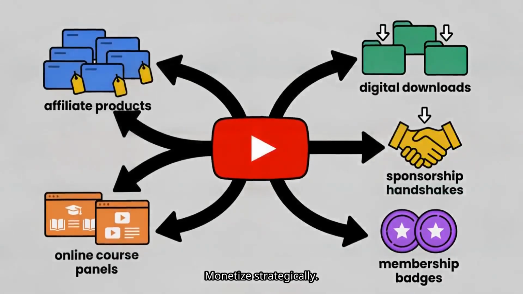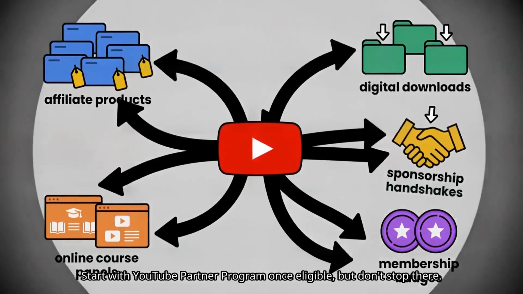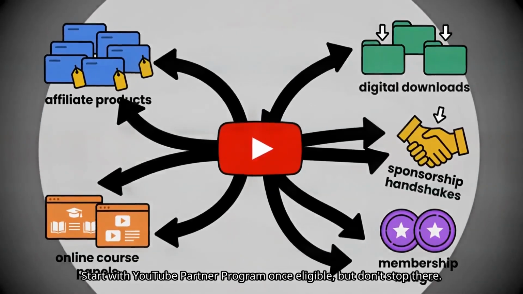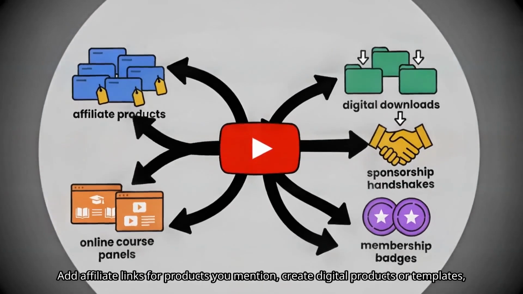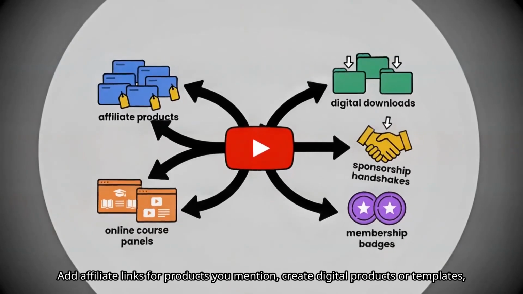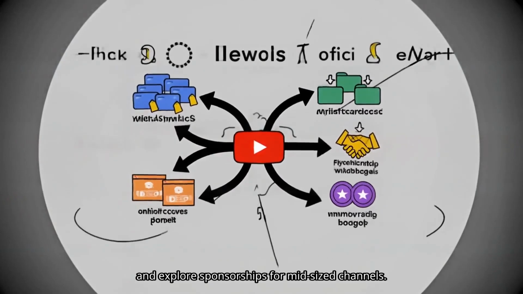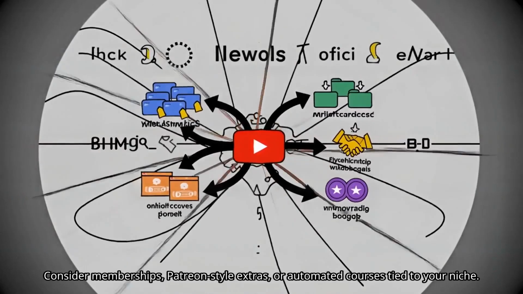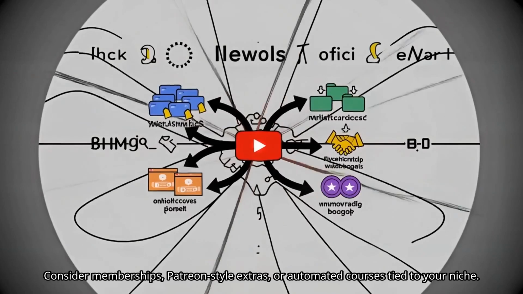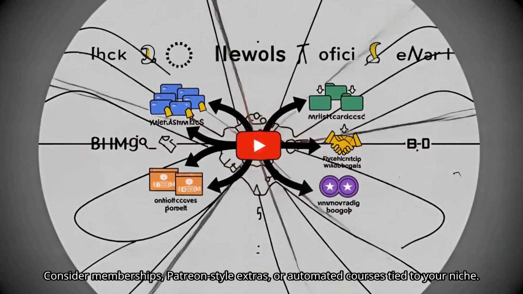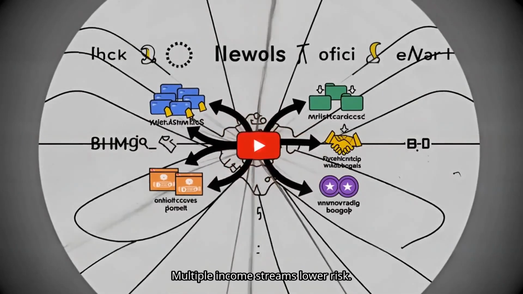Monetize strategically. Start with YouTube Partner Program once eligible, but don't stop there. Add affiliate links for products you mention, create digital products or templates, and explore sponsorships for mid-sized channels. Consider memberships, Patreon-style extras, or automated courses tied to your niche. Multiple income streams lower risk.